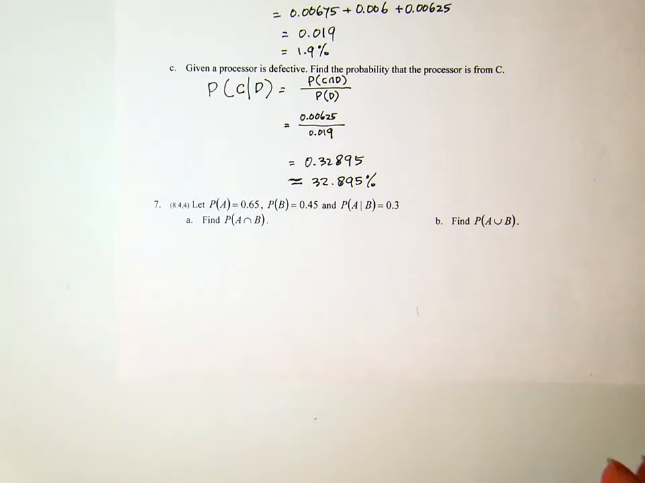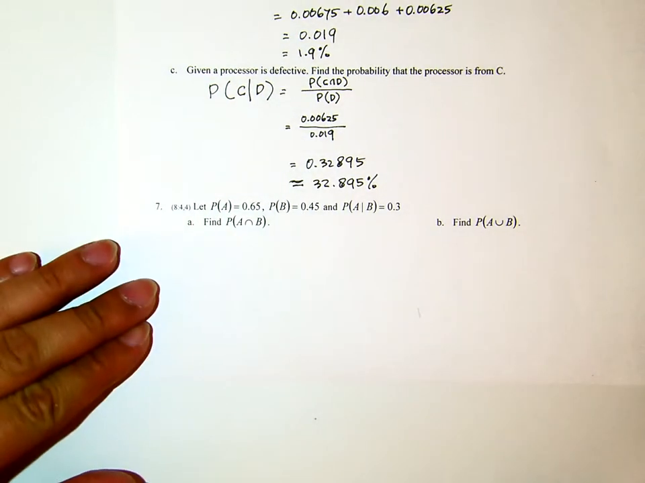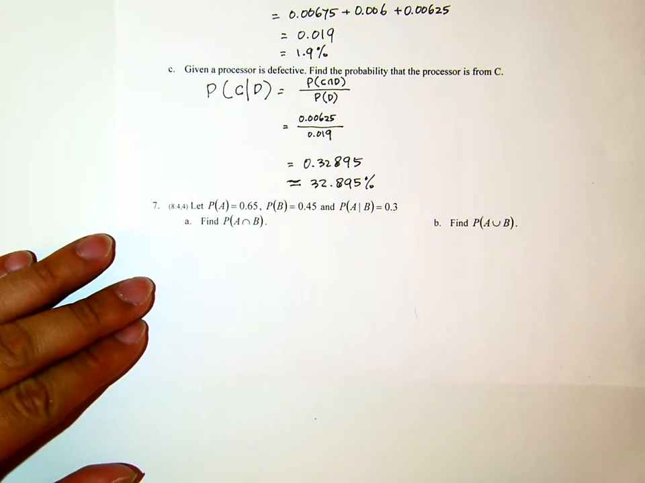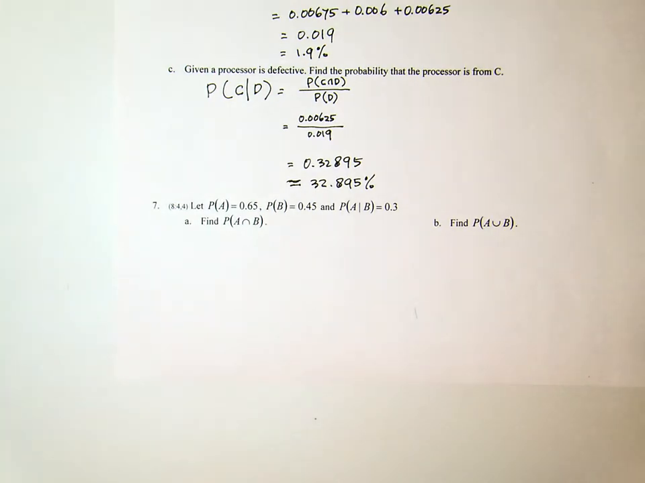The following is fall 2011 Math 21 Test 2 number 7. Let probability of A be 0.65, probability of B be 0.45, and probability of A given B is 0.3. Part A, find the probability of A intersection B.